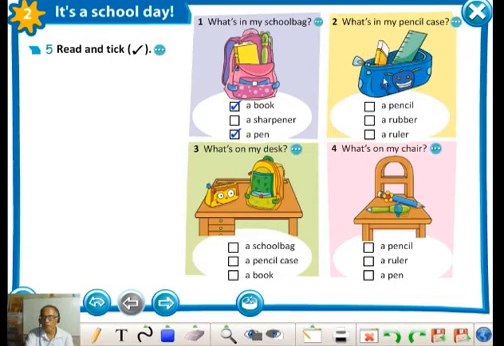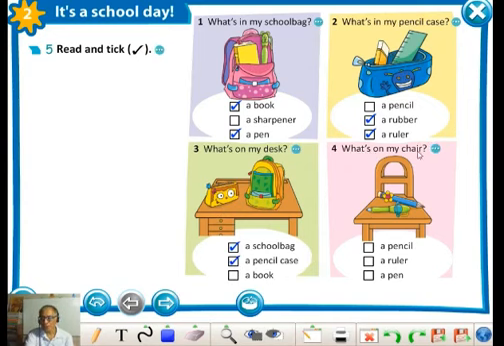A pencil? No. A rubber? Yes, a rubber. A ruler? Yes, a ruler. Number three, what's on my desk? ¿Qué hay encima de mi escritorio? A school bag? Yes. A pencil case? Yes. A book? No. Number four.